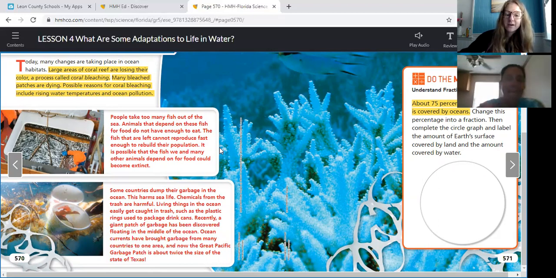Another problem is some countries dump their garbage in the ocean. This harms sea life. Chemicals from the trash are harmful. Living things in the ocean easily get caught in trash, such as the plastic rings used to package drink cans. Recently, a giant patch of garbage has been discovered floating in the middle of the ocean. Ocean currents have brought garbage from many countries to one area, and now the Great Pacific Garbage Patch is about twice the size of the state of Texas. That's awful.